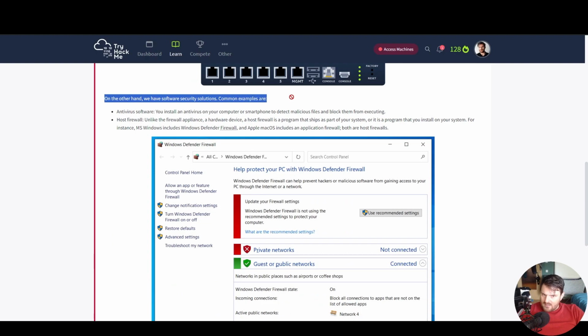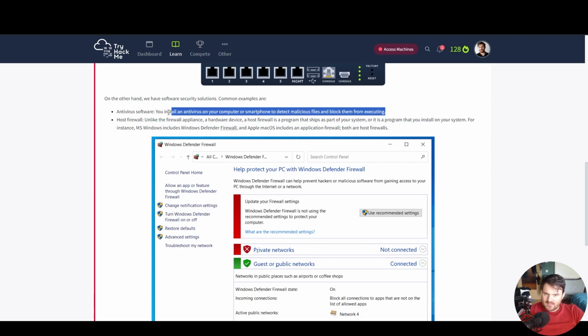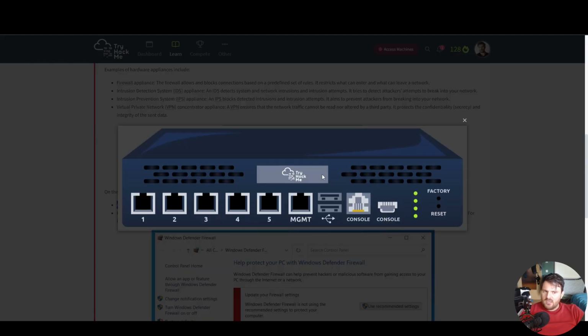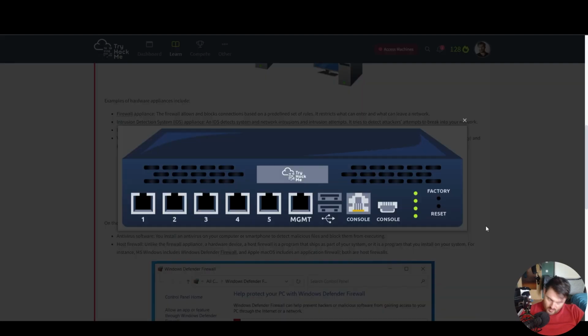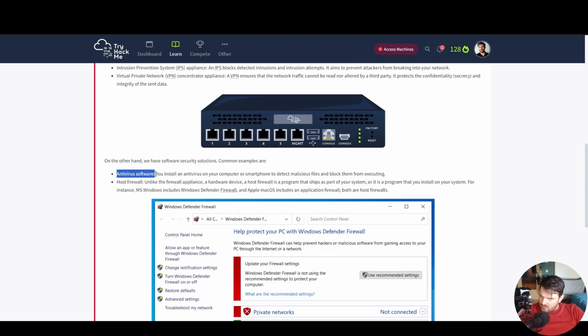On the other hand, we have software security solutions. Common examples are antivirus software. You install an antivirus on your computer or smartphone to detect malicious files and block them from executing. So if, for instance, your router does not have special security features, you can just install antivirus software.